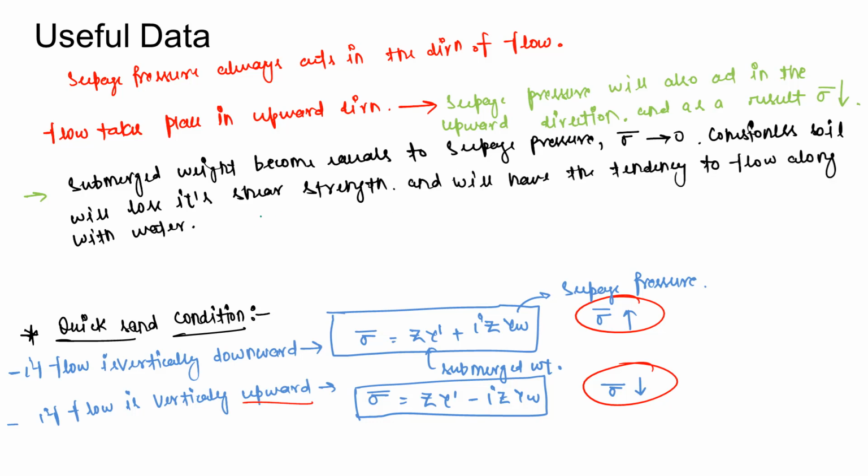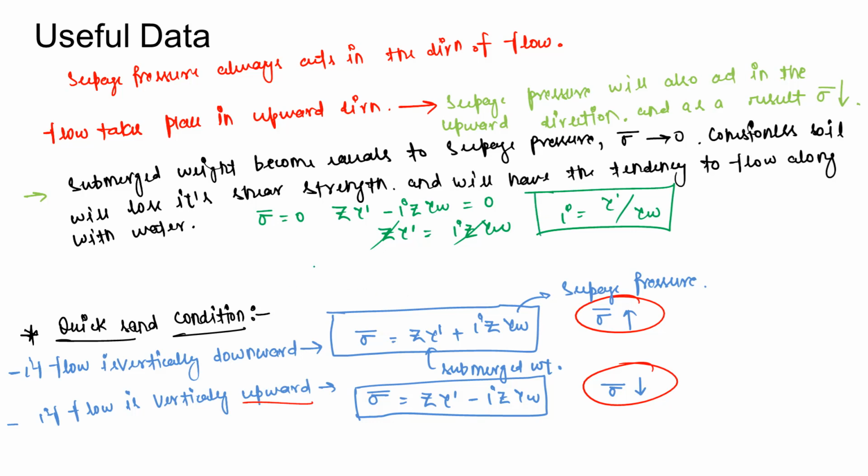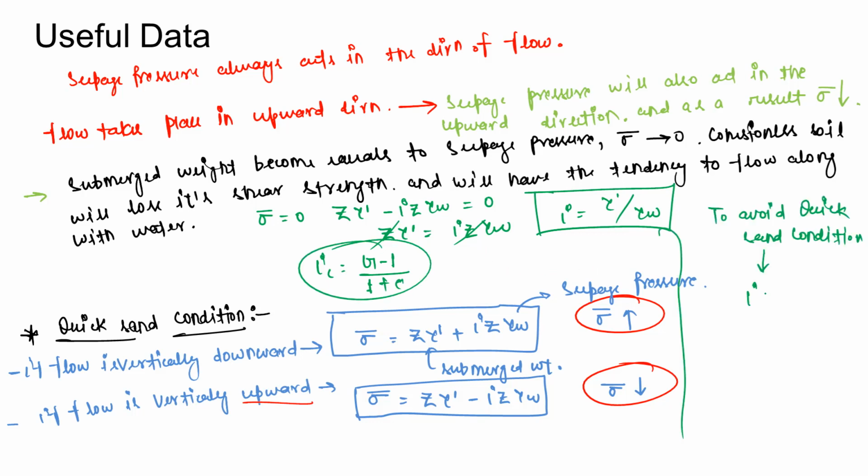At quicksand condition the effective stress reduces to 0, and since flow is vertically upward, we write Z gamma submerged minus I Z gamma W equals 0. So Z gamma submerged equals I Z gamma W. Solving it, we get the hydraulic gradient I equal to gamma submerged divided by gamma W, and we know the critical hydraulic gradient IC is (G minus 1) divided by (1 plus e). To avoid quicksand condition, the hydraulic gradient should always be less than the critical hydraulic gradient. So this was the formula of critical hydraulic gradient.